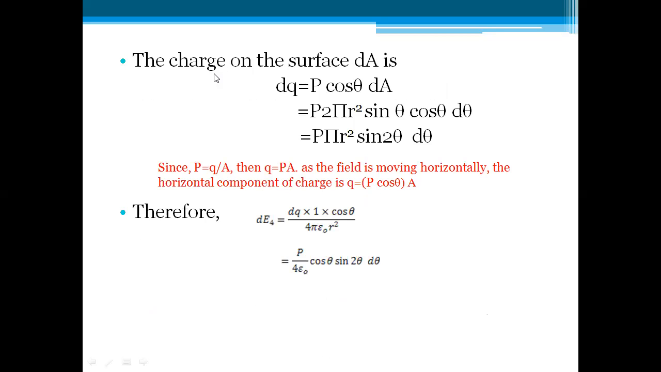Substituting the same in the formula and finding the charge on the surface dA, the polarization vector is nothing but charge per unit area, dq by dA. The horizontal component of the polarization vector, P cos theta, is equal to dq by dA. Then from that, dq is equal to P cos theta dA. In place of dA, we are just replacing it with 2 pi r square sine theta d theta.